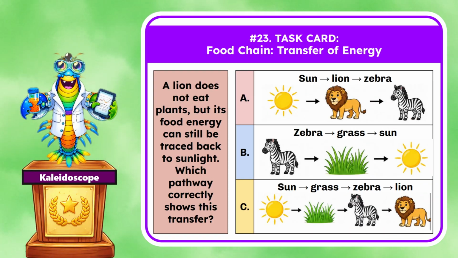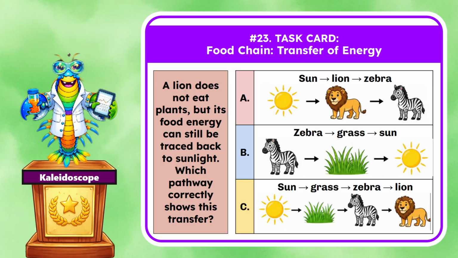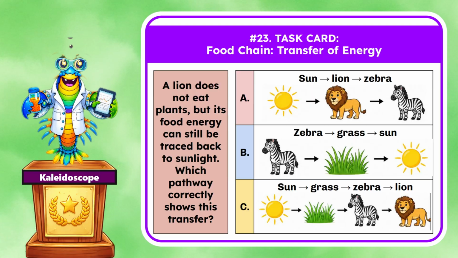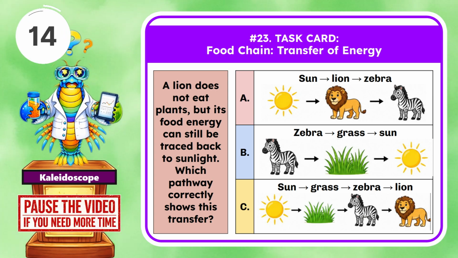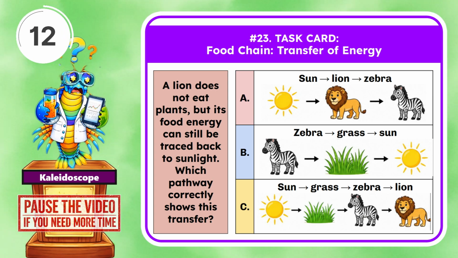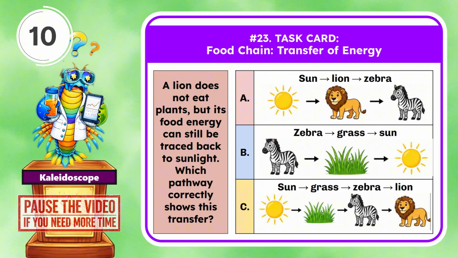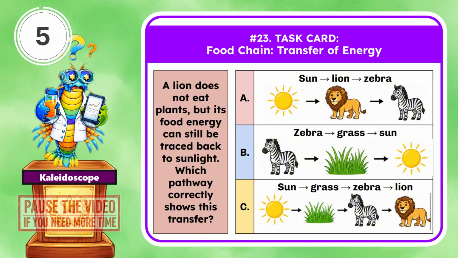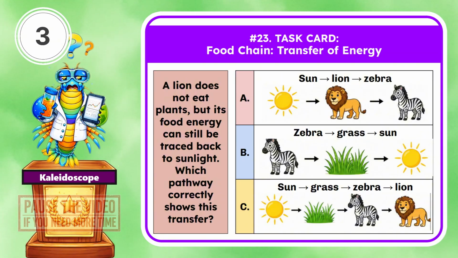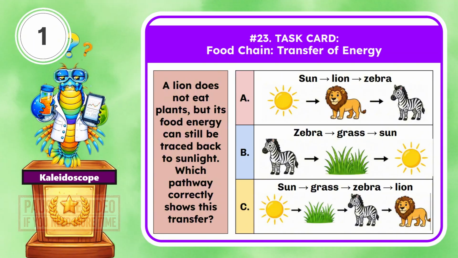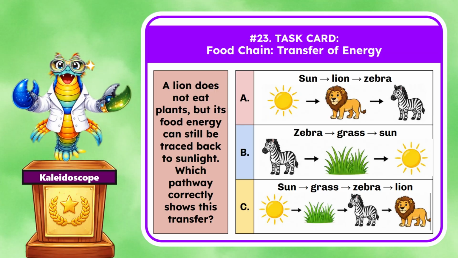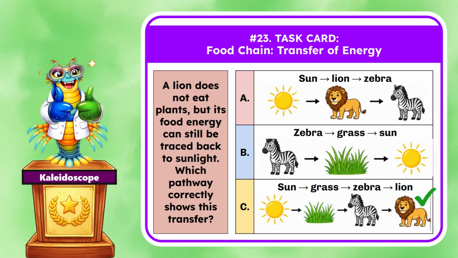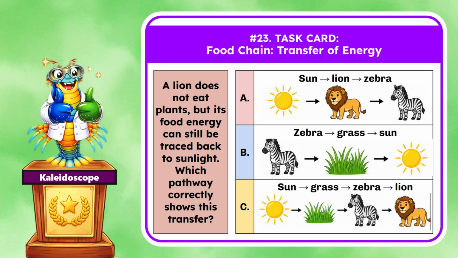A lion does not eat plants, but its food energy can still be traced back to sunlight. Which pathway correctly shows this transfer? And the correct answer is letter C. Sun gives, grass gives, zebra gives, lion.